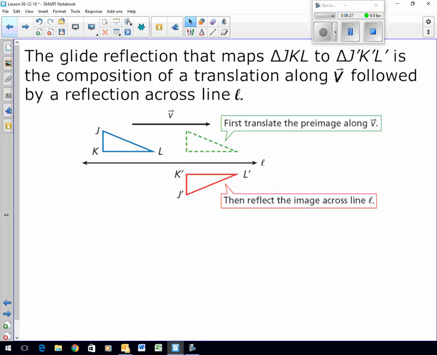Today you're going to see it as a translation plot and a reflection because it's easier to teach that way. I think it's easier to learn that way, right? But understand, this part right here is your final image. That is your prime image. In other words, the dotted part is just part of that glide reflection. Don't think of the dotted part as prime and this as double prime.